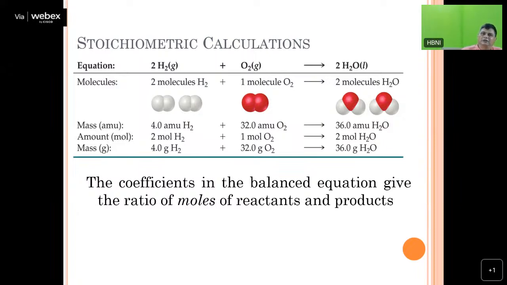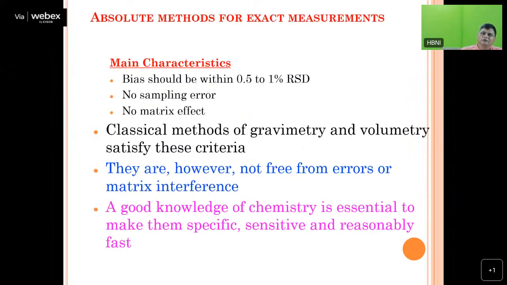Again, this is a stoichiometric calculation which shows hydrogen reacting with oxygen to give water molecules, and in these terms we can work in atomic mass units, moles, or grams. Here the coefficients in the balanced equation give the ratio of moles of reactant and product. You have seen that 2 moles of hydrogen react with 1 mole of oxygen to give 2 moles of water. So this is what I told you in the case of the absolute method.